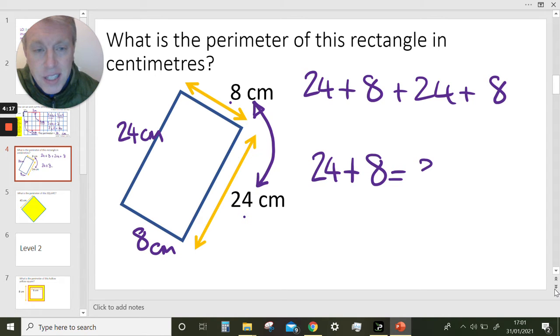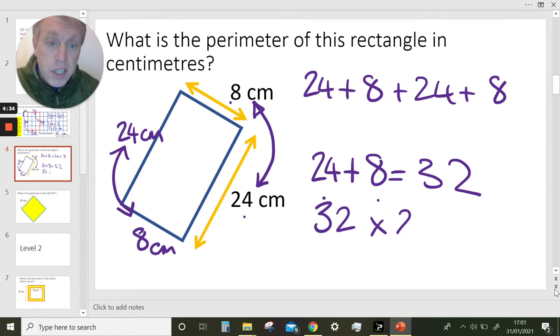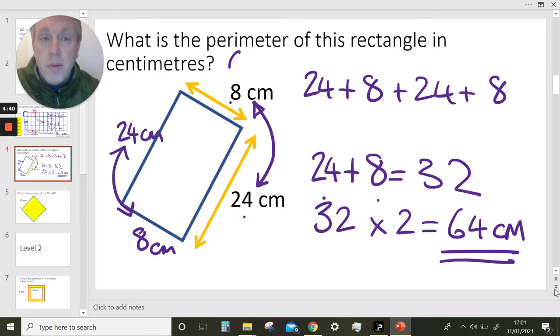24 add 8 is 32, and we've got that twice. We can do the length of the short side, add the length of the long side for the rectangle, and double it. 24 add 8 is 32. Double it. 32 times 2. 64 centimetres. The perimeter of this rectangle in centimetres is 64 centimetres.